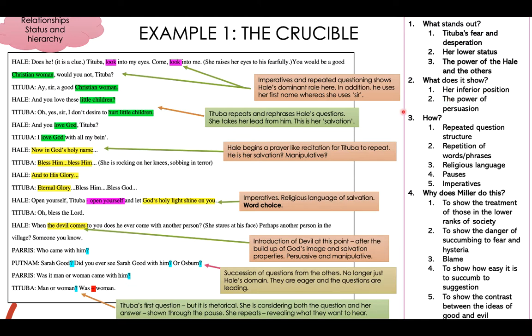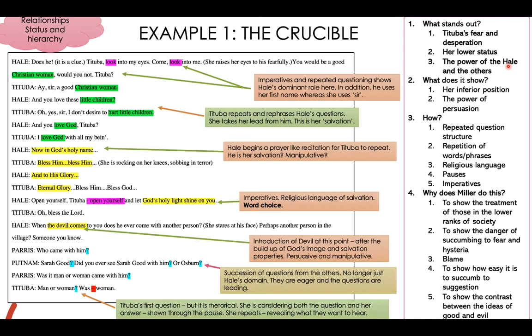So first of all, just my overall reflections on this extract. What stands out? As I was reading back through it, what initially stood out was Tituba's fear and desperation. Her low status is definitely reinforced throughout this extract. The power of Reverend Hale, but also the power of the others, they come in towards the end. What does all of this show? It shows that she does have this inferior position, but it also shows the power of persuasion, especially to somebody within her position when she's being questioned and interrogated by those who are socially superior.